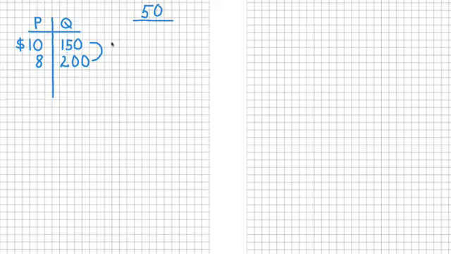And then we add these two together, and we take the average of them. So 150 and 200 is 350. Take the average of that, you get 175. All right, so that goes in the numerator.